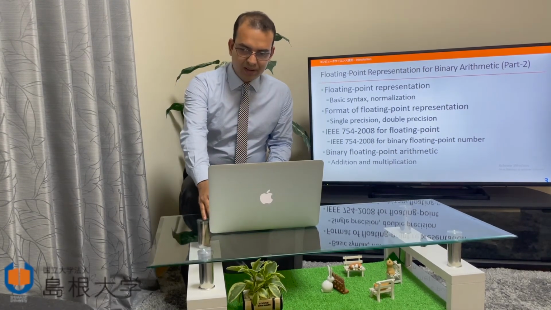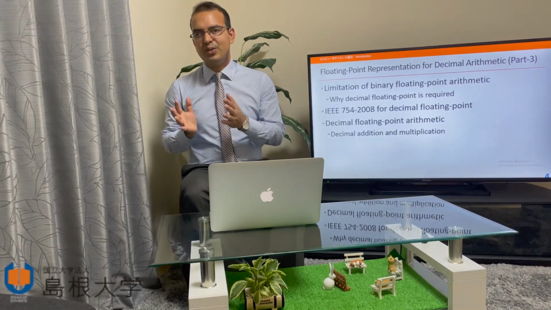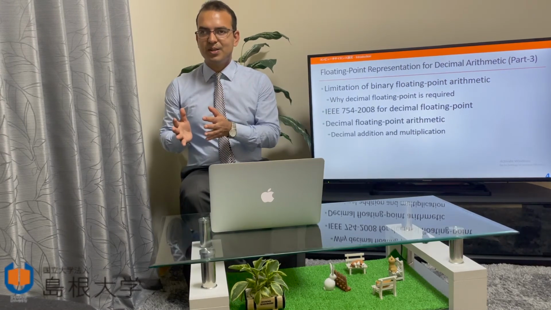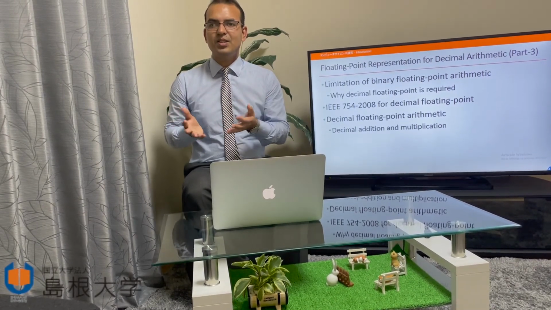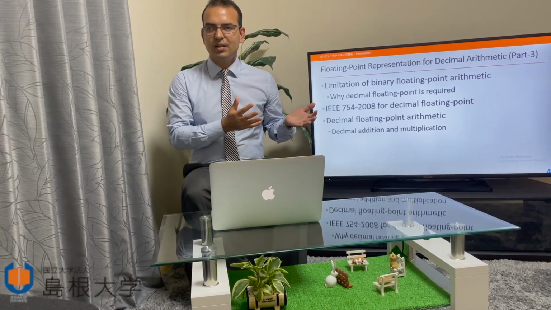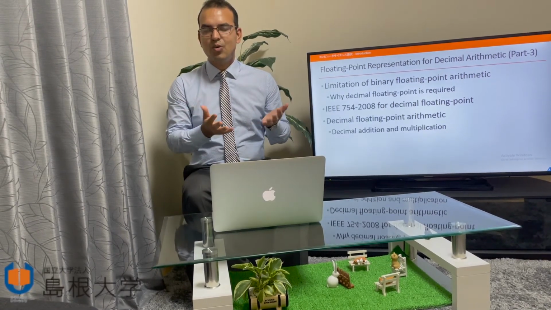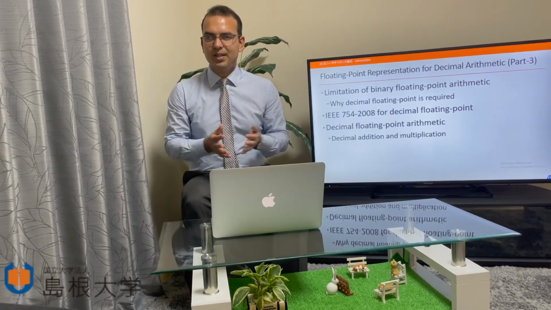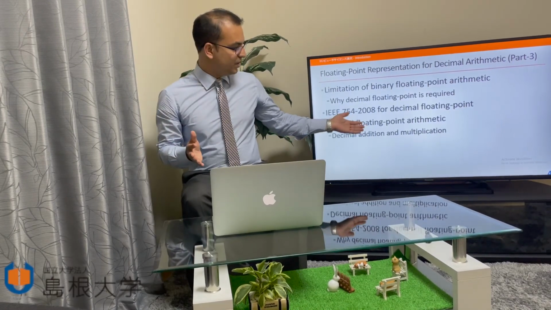And then the third part, I will discuss the decimal floating point. Just immediately after binary floating point, I will discuss decimal floating point. Before going to the decimal floating point, I will discuss why we need decimal. What is the problem of binary arithmetic? Yes, binary arithmetic is faster and very easy to implement, but why can we not rely on binary arithmetic? What's the problem?